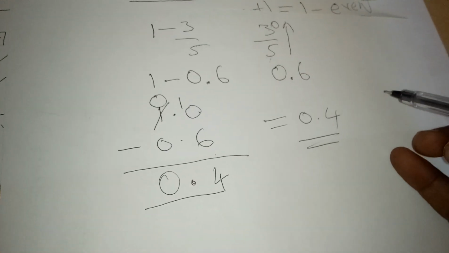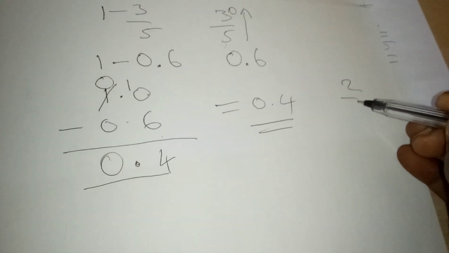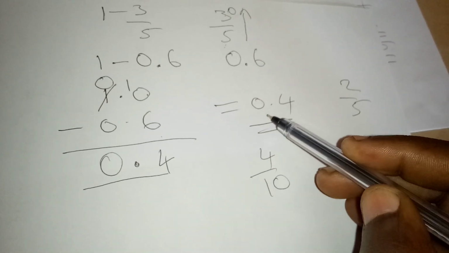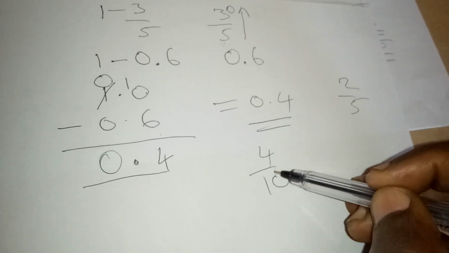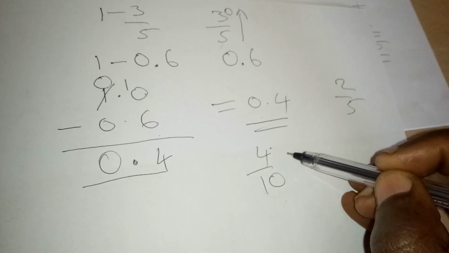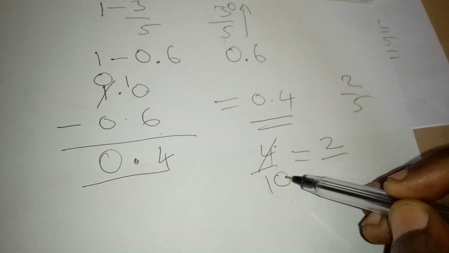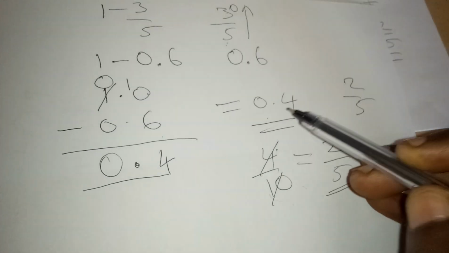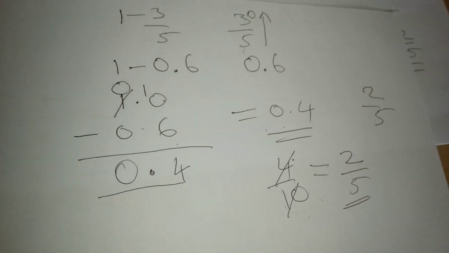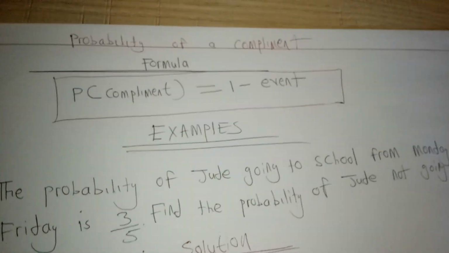This 0.4 shouldn't worry you. 0.4 is the same as 2/5. It can be proven by saying 4/10. Since 0.4 has 1 decimal place, I put it over 10. If it had 2 decimal places, I would say 4/100. Then 4/10 can be reduced to its lowest terms by 2. 2 into 4 is 2, 2 into 10 is 5. So 0.4 and 2/5 are one and the same. That is how you can solve it. Thank you for watching the video.